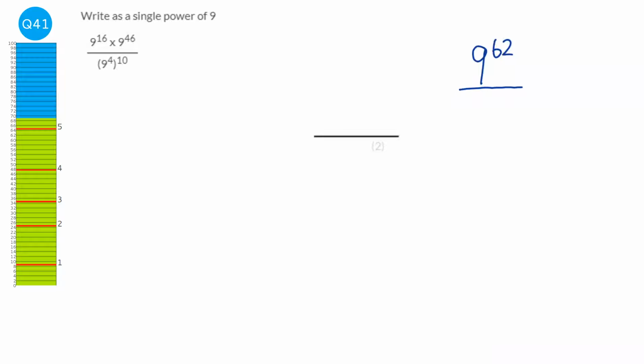And looking at the denominator, well, you've got a power inside and outside the bracket. Whenever you have that, you can just multiply them. So it'd be 9 to the power of 40. Now, whenever you've got a division between two powers of the same base, which we have here, it's 9 to the power of 62 divided by 9 to the power of 40, we just take away the indices. So it'd be 62 take away 40, which would be 9 to the power of 22. So our answer is 9 to the power of 22.